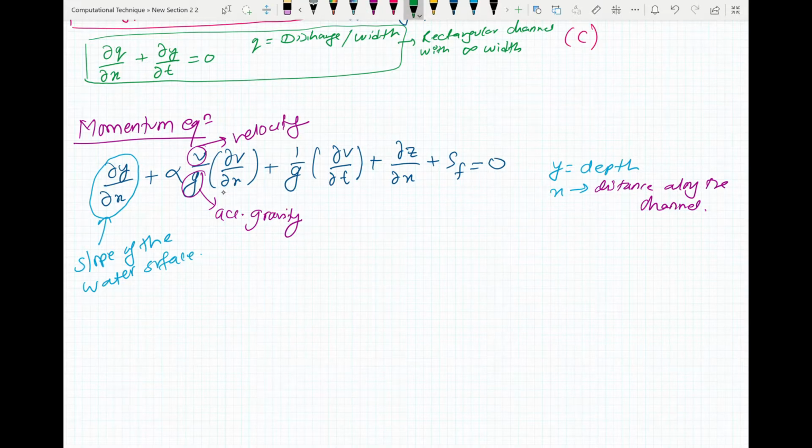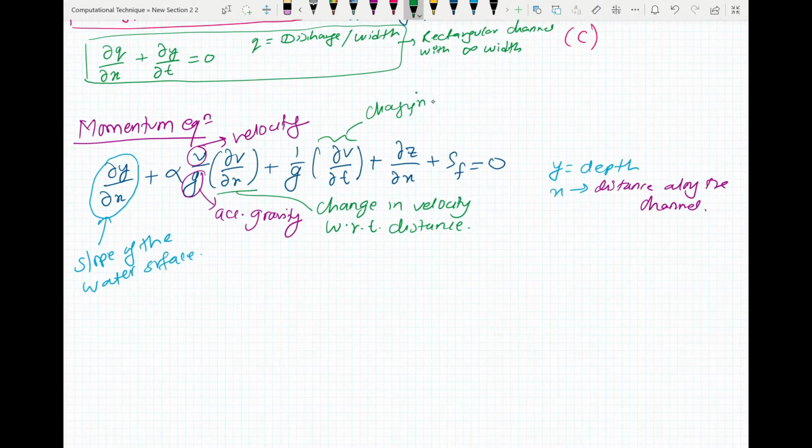dv by dx is the change in velocity with respect to distance. This is the change in velocity with respect to time. This is the bed slope, and this term here is the friction slope.